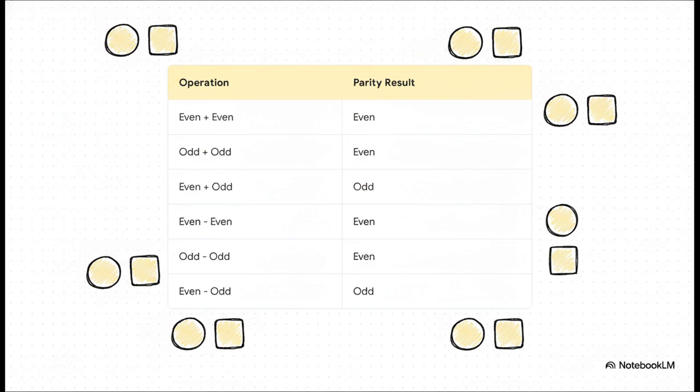Now, conversely, if you add an even number, which remember has 0 leftovers, to an odd number, that single leftover from the odd number remains completely unmatched. Therefore, an even plus an odd is always odd. And the exact same logic applies straight across to subtraction too.